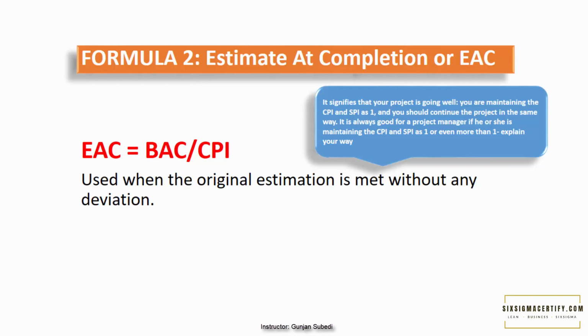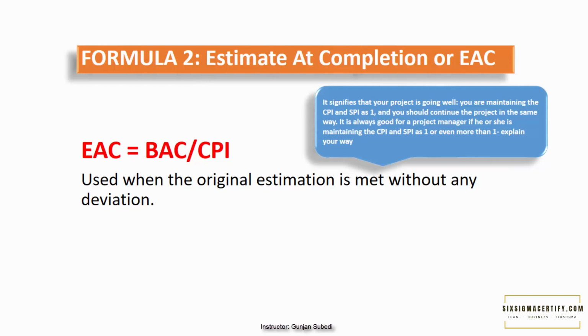Formula number 2 for estimate at completion or EAC. This is used if we continue spending at the same rate or there are no variances in the budget at completion. So this formula is used when the original estimate is met without any deviation. It means you are going pretty well with the project. You can continue the project in the same way. The formula is EAC equals BAC divided by CPI cumulative or cost performance index.